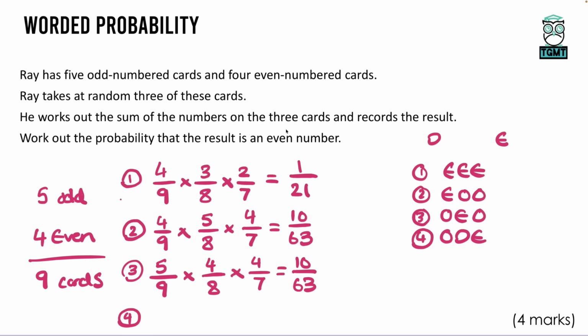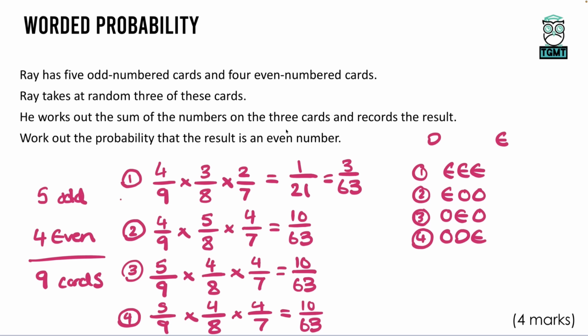Odd, odd, even. So odd, we have 5 over 9 times odd again, 4 over 8 times even, there are 4 evens, so 4 over 7. That's the same as the calculation above. 5 times 4 times 4 on the top, 9 times 8 times 7 on the bottom. So again, we get 10 over 63. Now, if you want, you could actually write this one over 63, times it by 3, it would be 3 over 63. So they are all over 63.